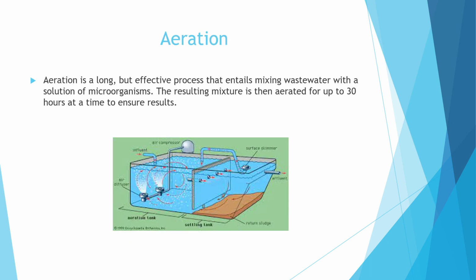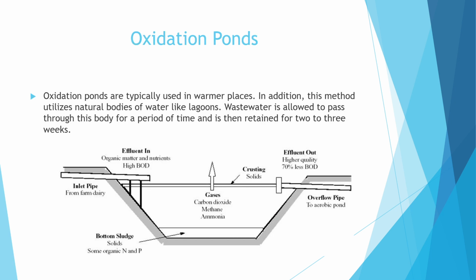Aeration is a long but effective process that entails mixing wastewater with a solution of microorganisms. The resulting mixture is then aerated for up to 30 hours at a time to ensure the results. The last one is oxidation ponds. Oxidation ponds are typically used in warmer places. In addition, this method utilizes natural bodies of water like lagoons. Wastewater is allowed to pass through this body for a period of time and is then retained for 2 to 3 weeks.